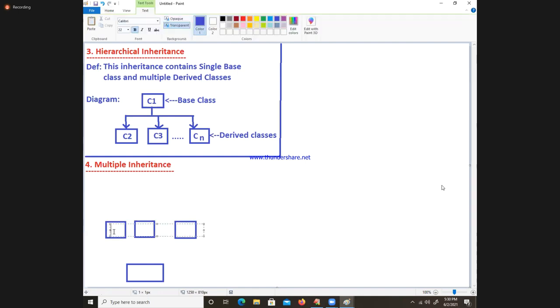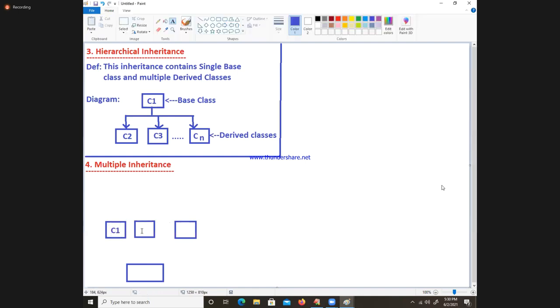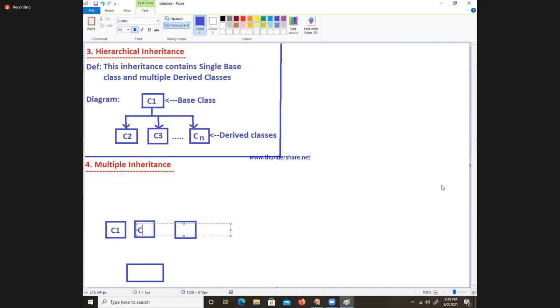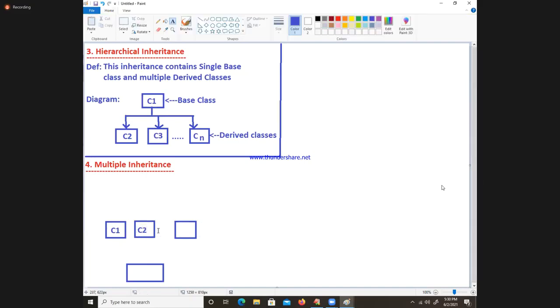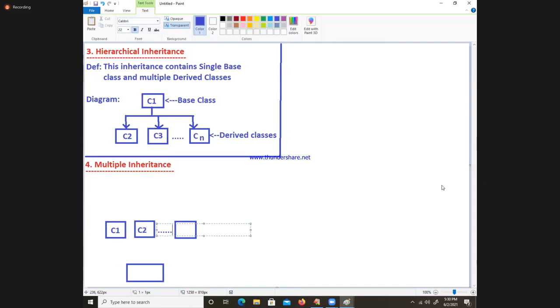This is called C1. And this is called C2. So on, Cn, n number of classes are there. And the next is called what? This is called Cn plus 1. I will write n plus 1 below. This is nothing but some derived class.